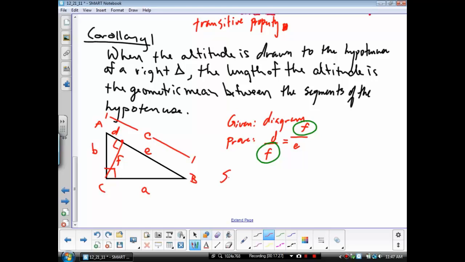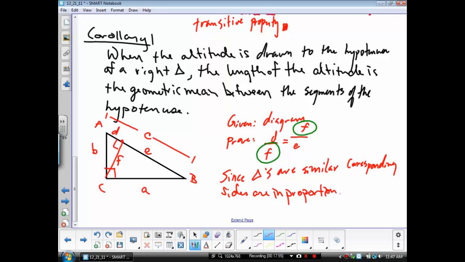Since triangles are similar, all their corresponding sides are in proportion. So I could say, if I'm looking at these two triangles here, D and F are both on the smallest triangle.